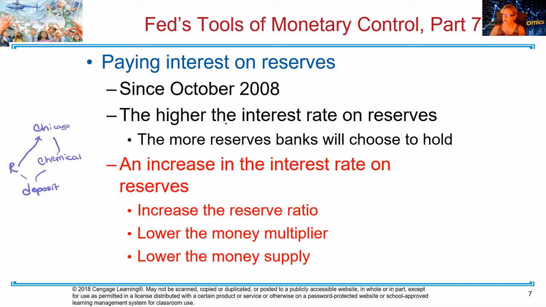Now the Fed can pay interest on that. And if they increase the interest rate on the reserves, that essentially will increase the reserve ratio, which means there's less money to loan back out. And because we're increasing the reserve ratio, it will affect the money multiplier, again, 1 over the required reserve ratio. And the overall effect is to decrease the money supply.